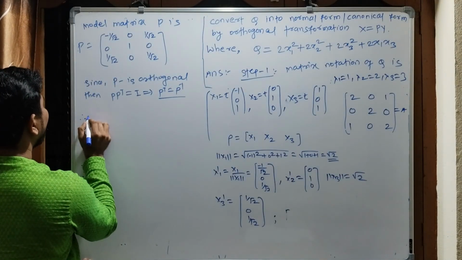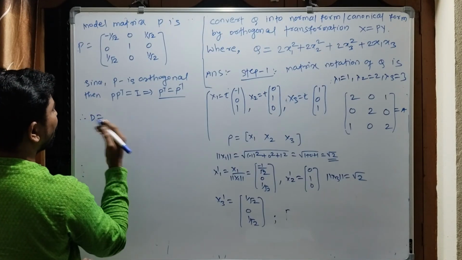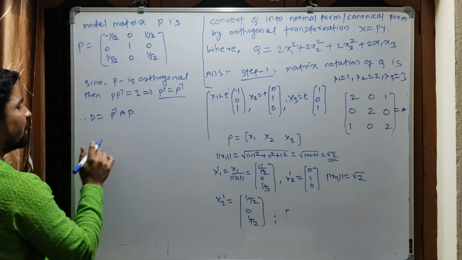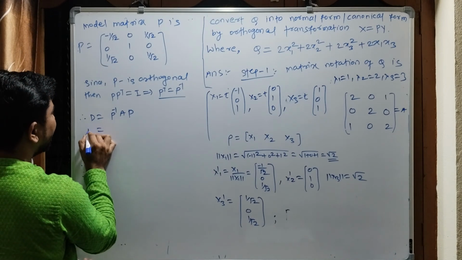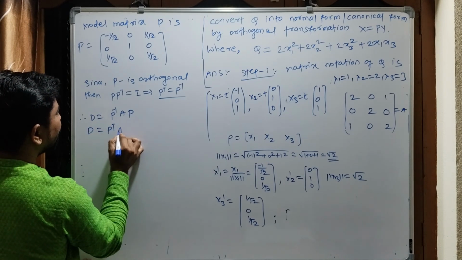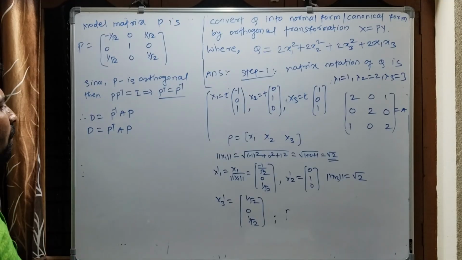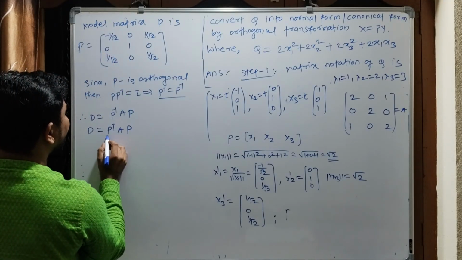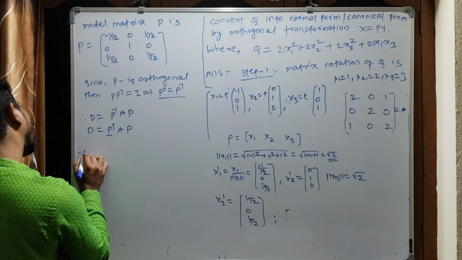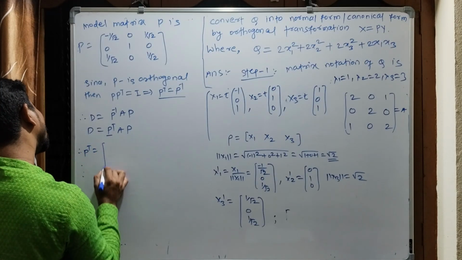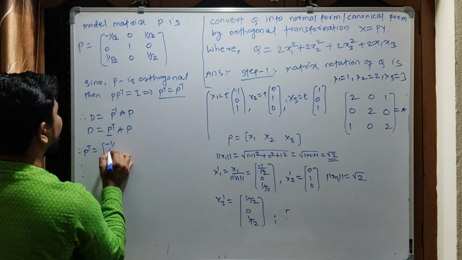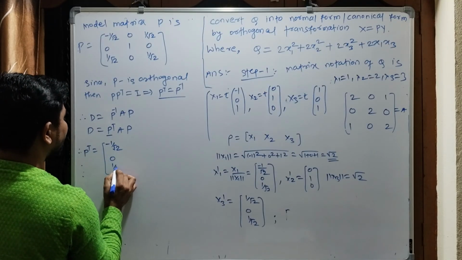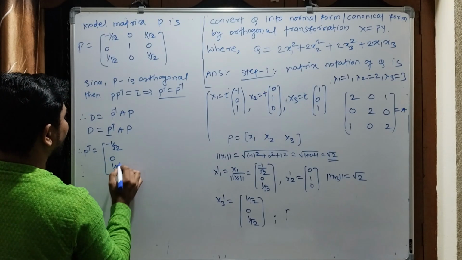So now form D equal to P inverse AP. This is the same as D equal to P transpose AP. Now first write this is my P matrix. So I want to find the transpose of this P. Therefore P transpose equal to, just the transpose of this P, where the first row becomes the first column, 0. This is 1 by root 2.